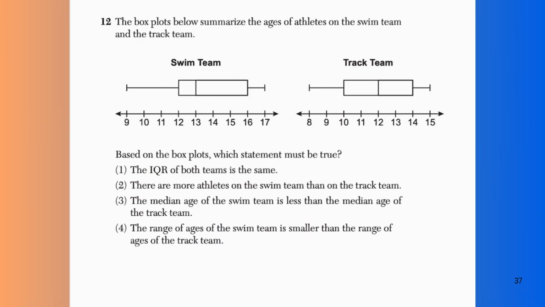Number 12, the box plots below summarize the ages of athletes on the swim team and the track team. Based on the box plots, which statement must be true? So we need to know how to read a box plot. Obviously, I'm going to label one of these for us.